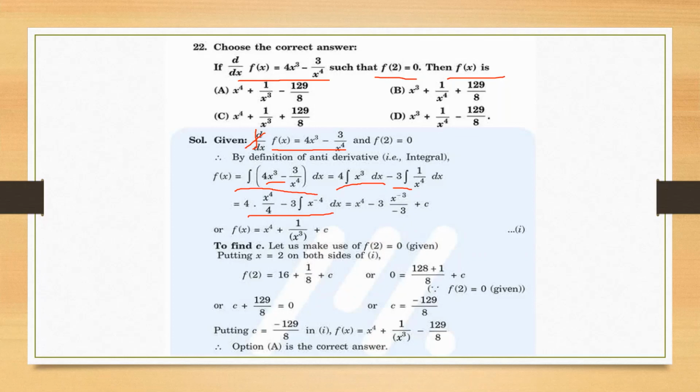Now to find c, f(2) is given as 0. So f(2) means put 2 in place of x. So f(2) is 16 plus 1 upon 8 plus c. So c plus 129 by 8 is 0, and c will become minus 129 by 8. Put it in your function here. So it becomes x raised to power 4 plus 1 upon x cube minus 129 by 8. So which option is correct? Option A is correct.